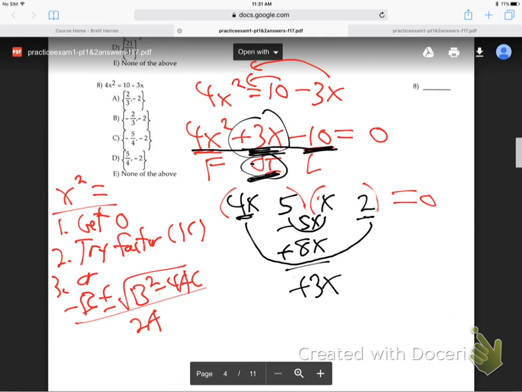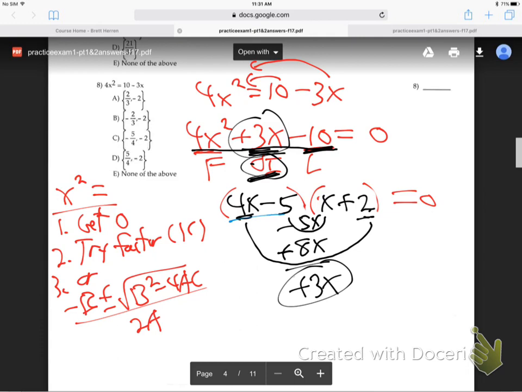Now put the signs on. Plus 8 minus 5 does make plus 3, doesn't it? So minus on the 5, plus on the 2 times 4 to make 8, and then the middle is made 3. That's the right factoring. That's kind of a pain, and a lot of people aren't comfortable with that. That's okay. You can do the quadratic formula.